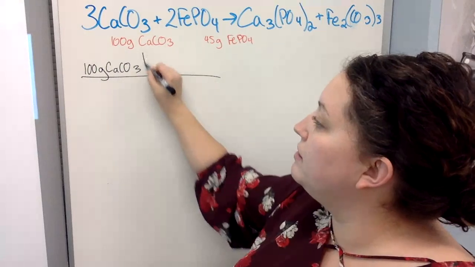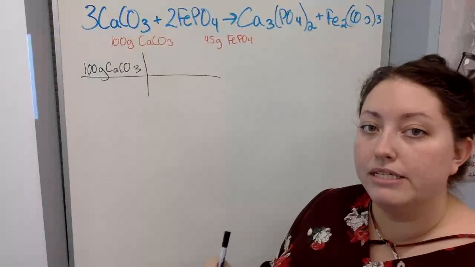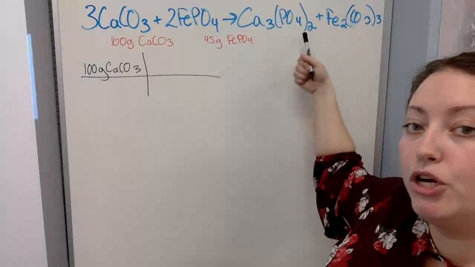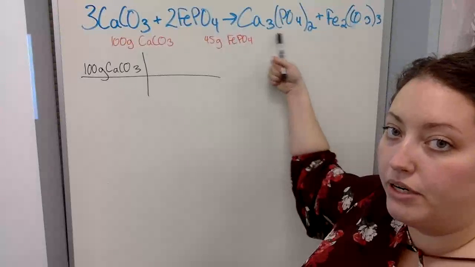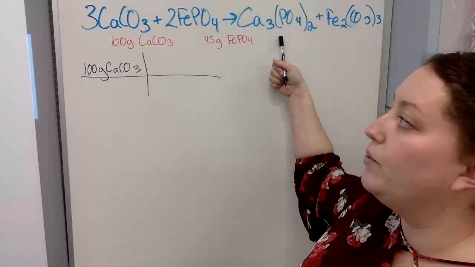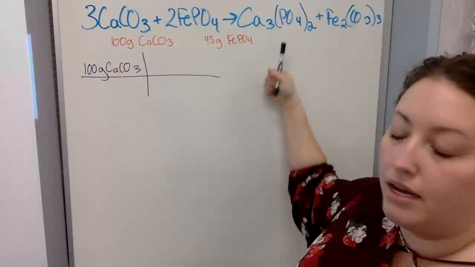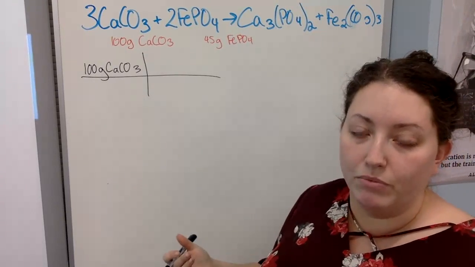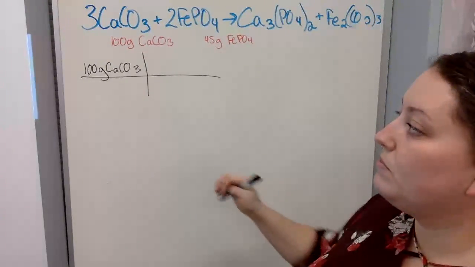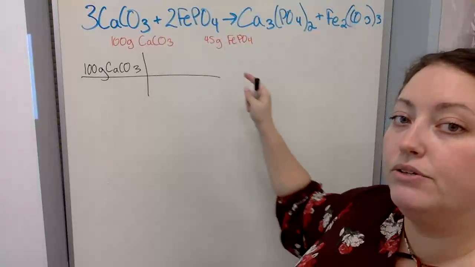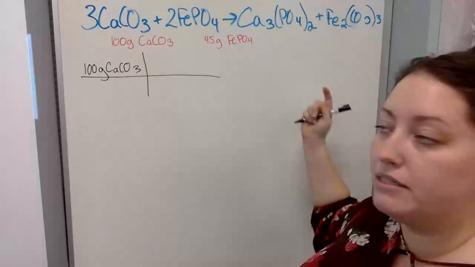Okay, we're going to make our box. We need to turn this into grams of the chosen product. So I'm turning it into grams of this. We're going to have to do all of the steps to get from point A to point B. So we're going to have to convert it into moles, use the mole ratio, and convert it back to mass.